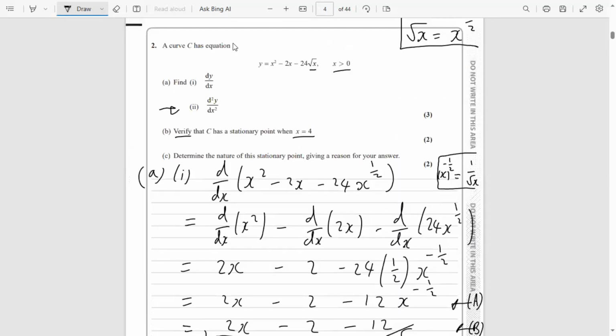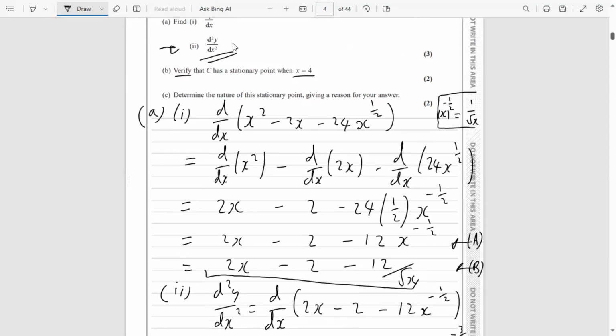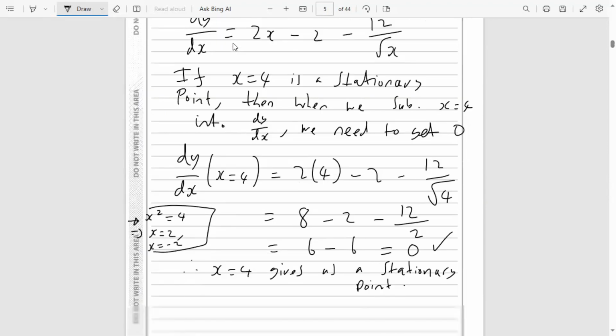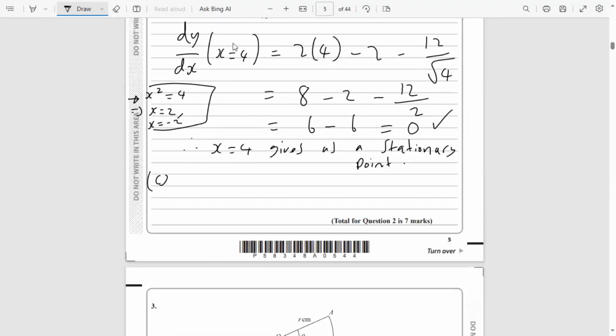So part C. So now we want to determine the nature of this stationary point. So remember, when we determine the nature of a stationary point, we go to our d2y over dx squared. So we've done the hard work already, really. We've worked out this d2y over dx squared. That's going to determine what our stationary point is. Is it a maximum? Is it a minimum, or is it a point of inflection?